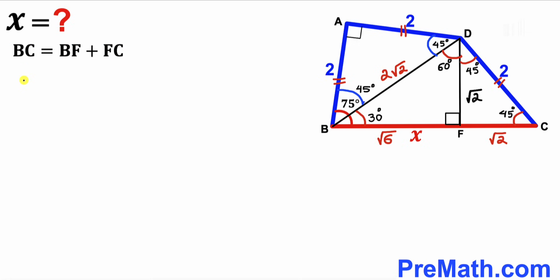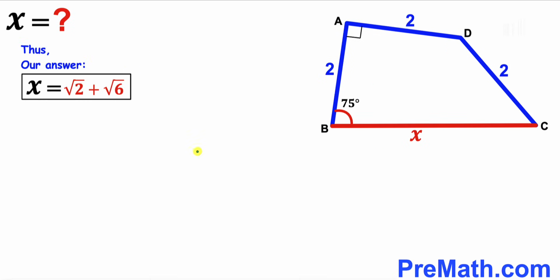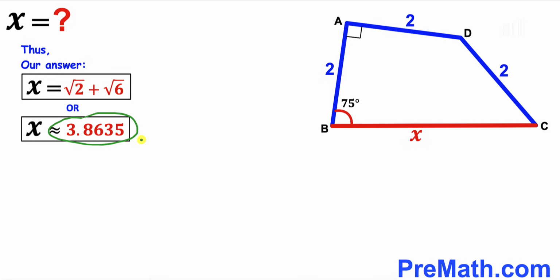So thus we conclude that our x value simply turns out to be square root of 2 plus square root of 6 units. So thus after all the calculations and manipulations, the x value turns out to be square root of 2 plus square root of 6 units. And that's going to be approximately equal to 3.8635 units as well. And that's our final answer.